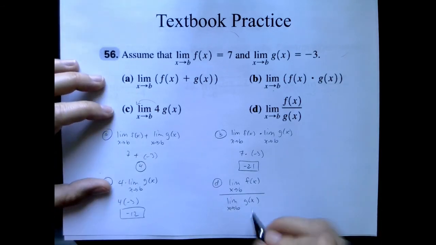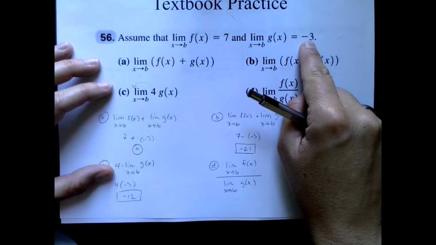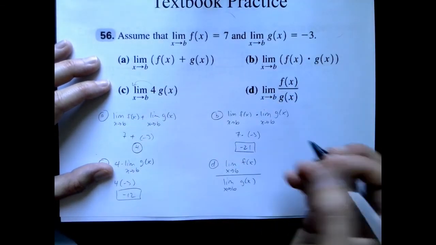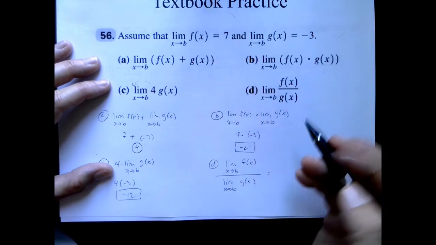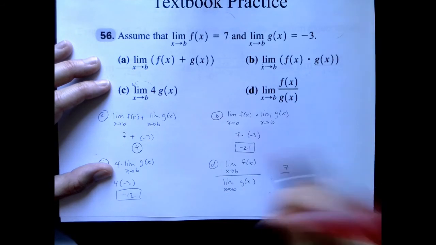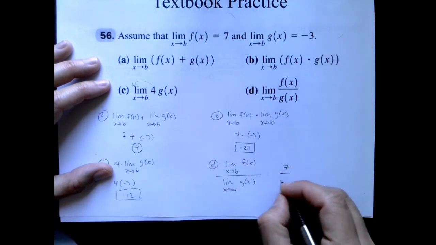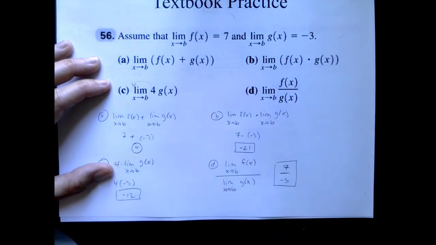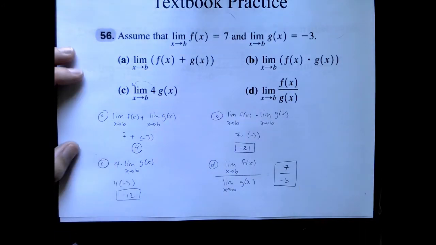Well, what was the limit of g of x? -3. It wasn't 0, so that's good. This means I can continue on with what I'm doing. So the limit of f of x as x approaches b is 7. And the limit of g of x, I'm going to say that's not equal to 0, is -3. And that would be my answer. Leave answers improper. Do not change them to decimals or mixed numbers. Leave them just like that.